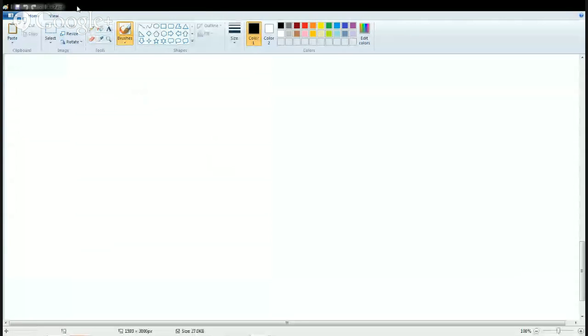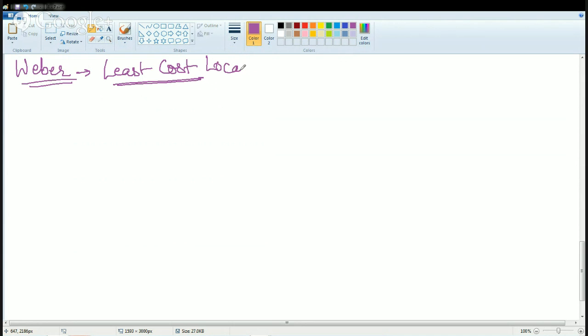Today we will be talking about the concept of Weber's industrial location and Smith's concept of spatial margins of profitability. So let's first start with Weber's concept for industrial location. Weber basically focused his theory on the concept of least cost location. It tries to explain that when we are trying to locate at any position, it is based on the least cost. I'm trying to minimize my cost at that location where I'm trying to establish the industry.